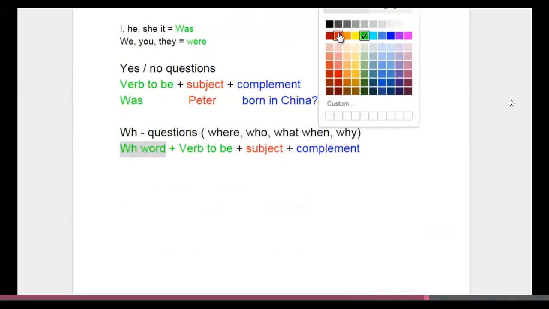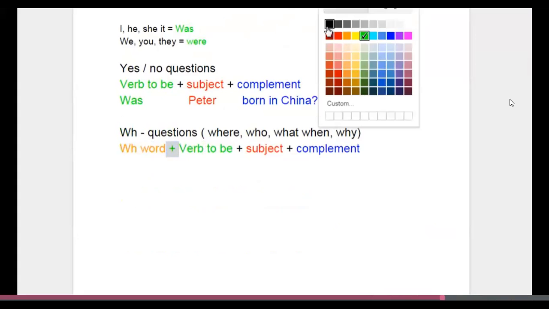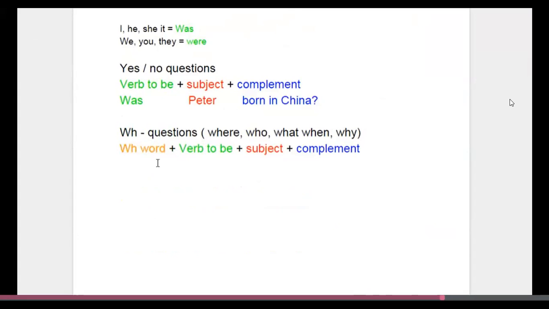I'm going to go ahead and change the color differently just to make sure that we know what's happening there. Okay, there we go. So we're going to have some sort of WH word, and then that's going to follow the verb to be in the past. Then it's going to follow the subject and then whatever complement exists.